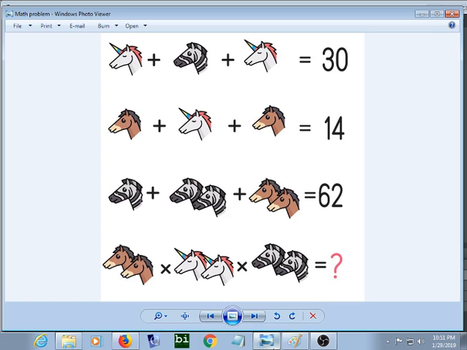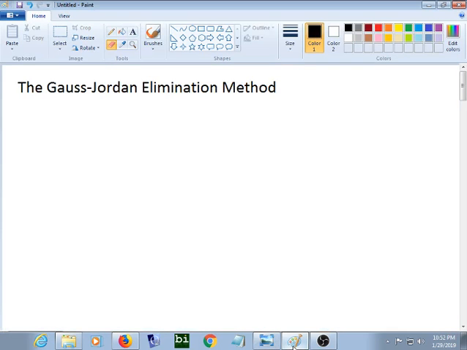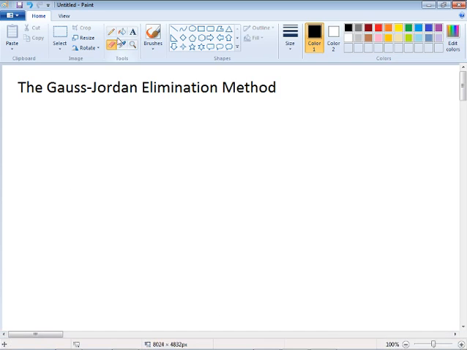All right. Now I'm going to solve the same problem using a different method called the Gauss-Jordan elimination method. The Gauss-Jordan elimination method is a little strange when you see it because it's going to start using a matrix in order to solve the problem. And we will see how that works here in a few moments.